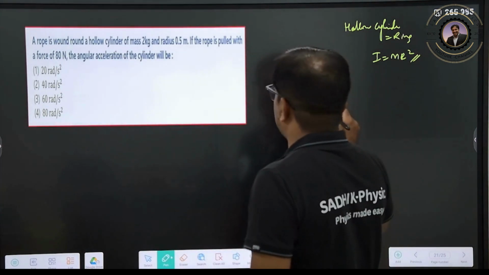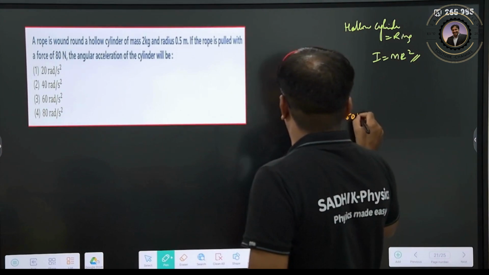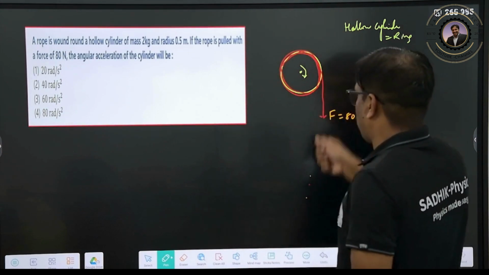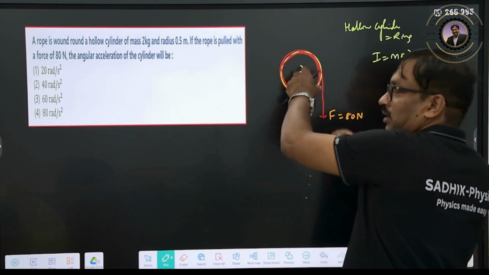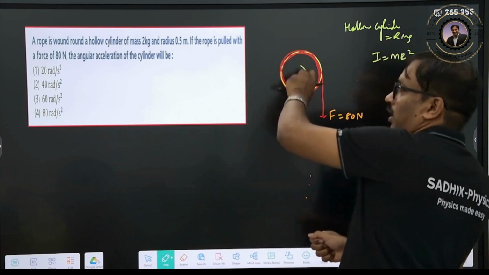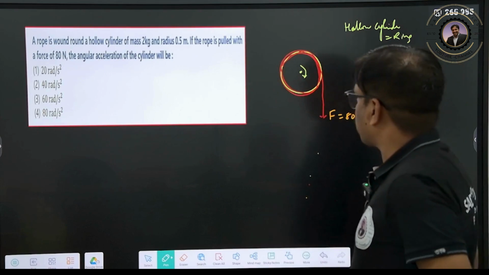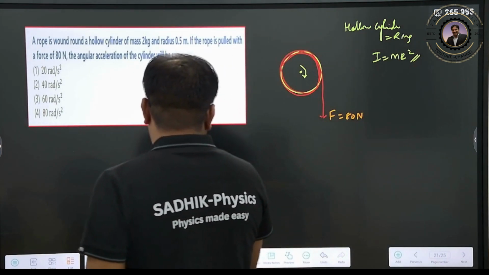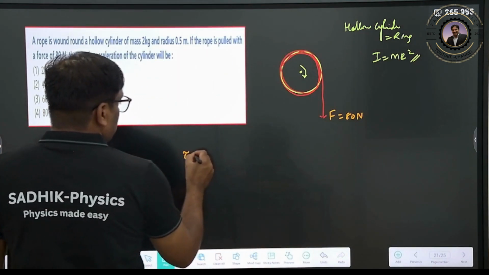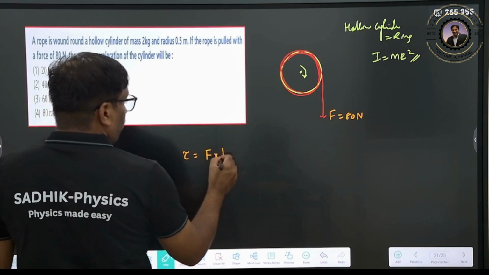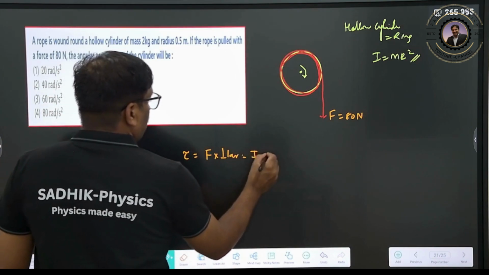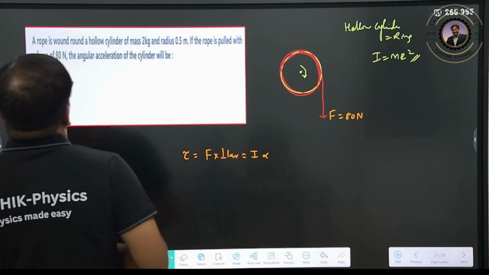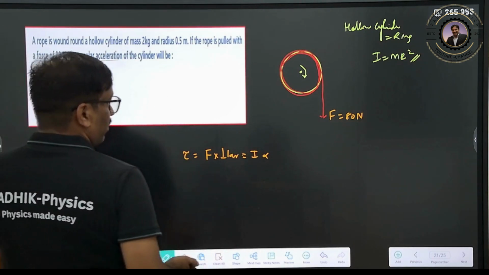So here this force is nothing but 80 Newton. What is this force doing? It is making the cylinder rotate like this, as we are pulling on it. Clear? Now here we can write: torque is equal to force into perpendicular distance, equal to I alpha. Angular acceleration only is being asked. Very simple one.